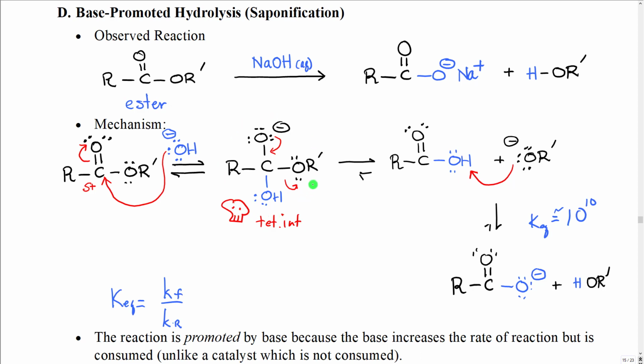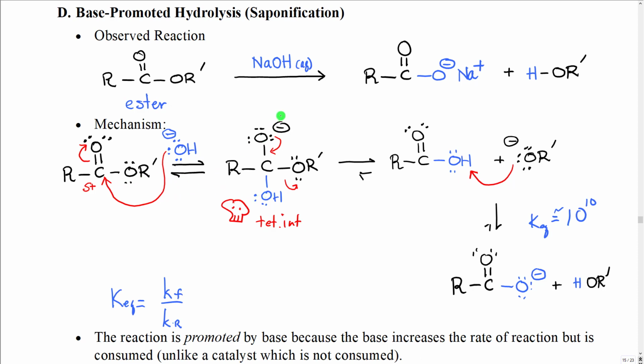We get a full-blown tetrahedral intermediate, and then the electron pressure from that tetrahedral intermediate could either push out OR prime negative, or it could push out OH negative. Those two leaving groups have approximately the same base strength. So therefore, some of the time OR prime would be pushed out and some of the time hydroxide would be pushed out. When hydroxide is pushed out, that just is the reverse of our first reaction. So we have an equilibrium here. We're going back and forth, back and forth.